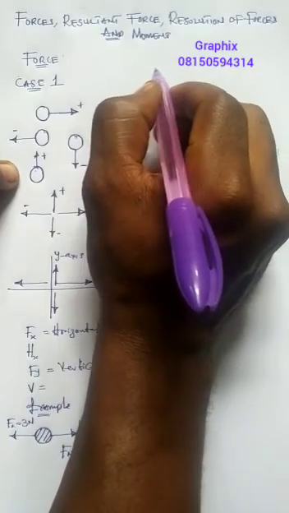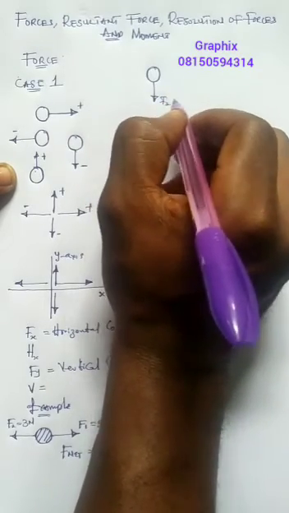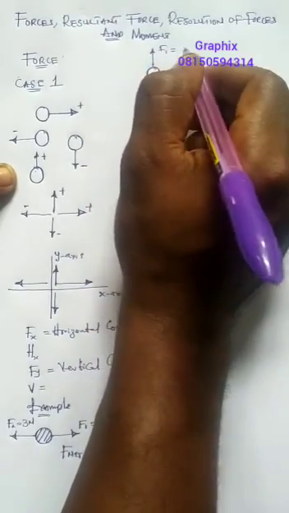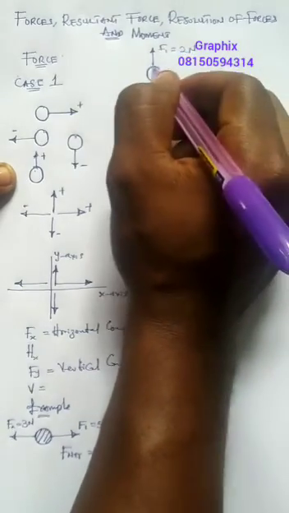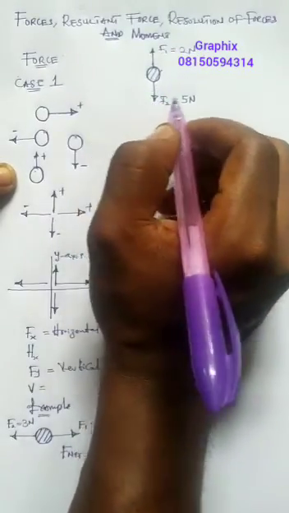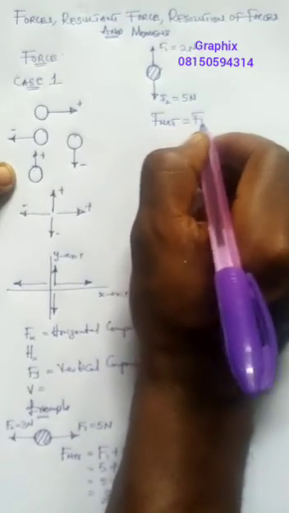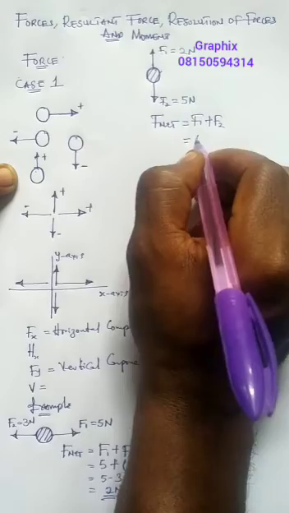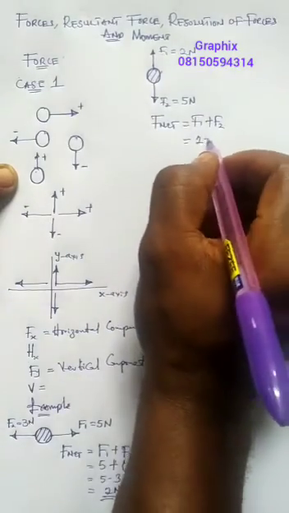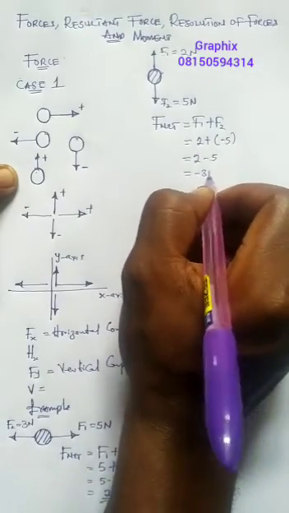Similarly, it can be in this direction too. If it's facing down, let's call this F2, let's call it 5 Newton. And let's call this F1 to be 2 Newton. Are we good? The ball is pulled up with 2 Newton, and simultaneously it is pulled down with another 5 Newton. So my net force here will be F1 plus F2. My F1 is 2, and my F2 is minus 5, because it's coming down, so it's negative. So this will give me 2 minus 5. I'll be having minus 3 Newton.